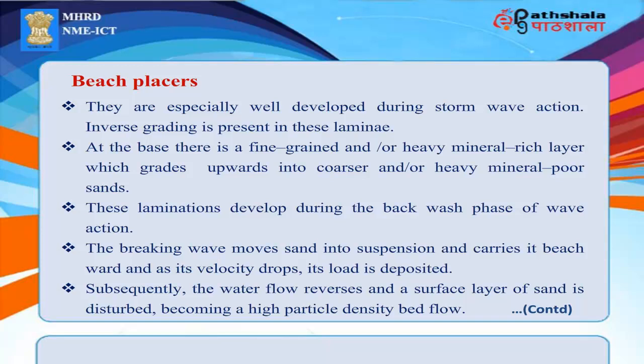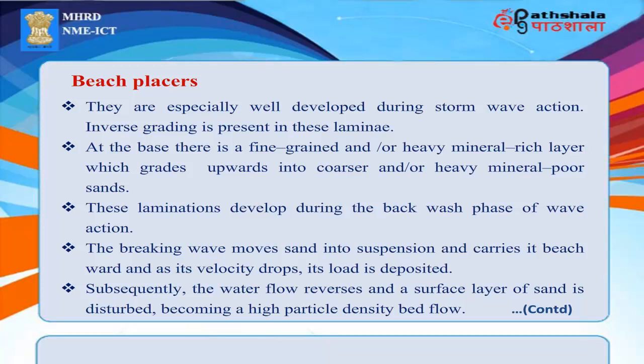Heavy mineral accumulations can be seen on present day beaches to have sharp bases and to form discrete laminae. They are especially well developed during storm wave action. Inverse gradient is present in these laminae. At the base, there is a fine-grained and or heavy mineral-rich layer which grades upwards into coarser and or heavy mineral-poor sands. These laminations develop during the backwash phase of wave action.